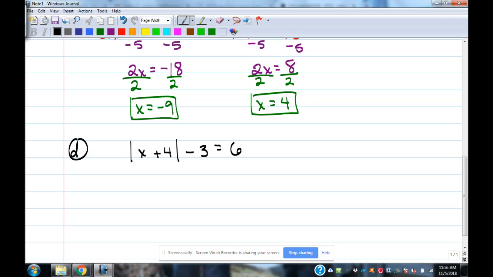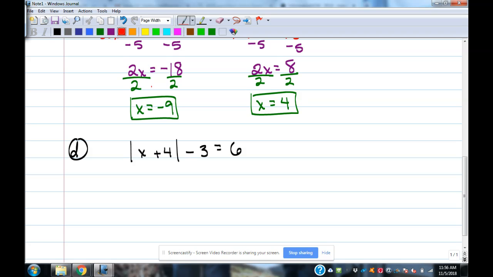Where they have absolute value of x plus 4, and then outside of that, they have a minus 3 is equal to 6. Okay? Well, in the first three that we did, the absolute value part was the only thing on that side. Can we make this problem look like that? How? If I add 3 to the 6 over there, the only thing left over there will be that absolute value of x plus 4, right? That's what I need to do first.